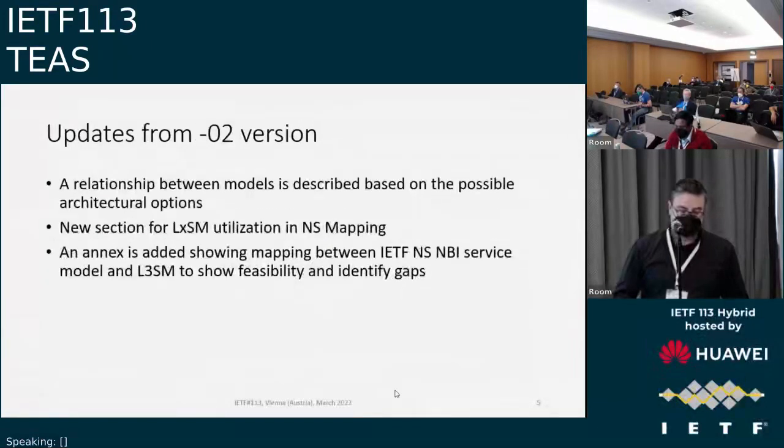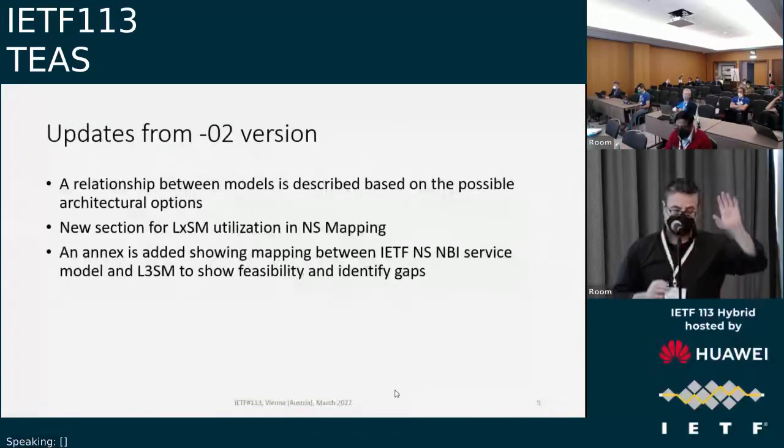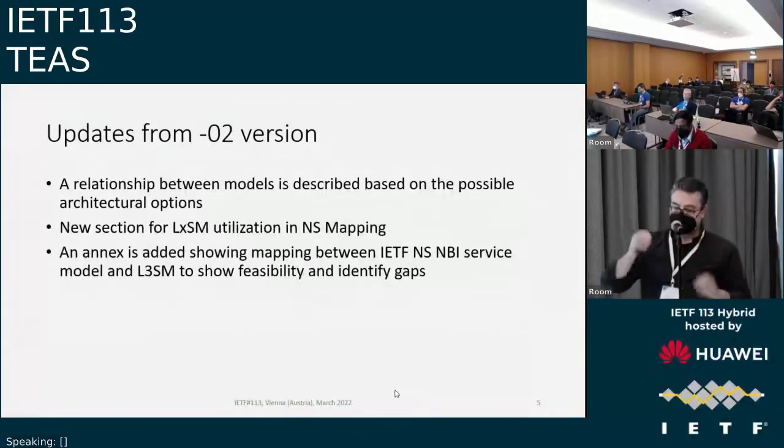So, updates from the previous version. We introduced an idea of mapping, or relationship, between the models that are described based on different architectural options. So essentially, with a framework of different service models, how we interpret what the mapping could be. Then we added a new section for service models; previously the content was there, but not the section itself. So we created an independent section for that, for illustrating the network slice mapping case.